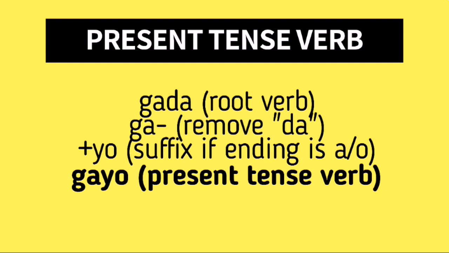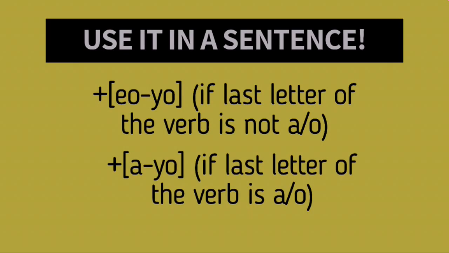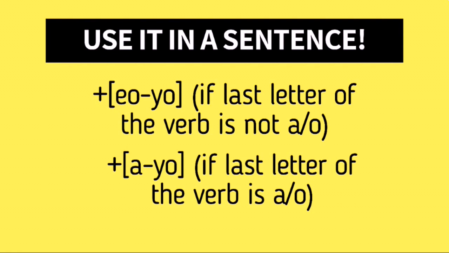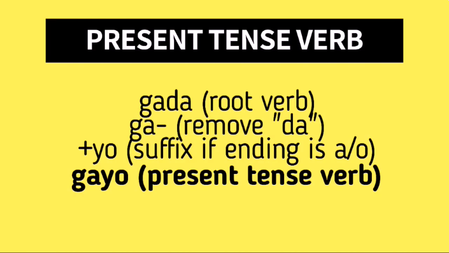Since the ending letter of ga, the remnant of the root verb, ends with a, we can add yo. And the rule is, if the last letter of the remnant of the verb is not a or o, we need to add oyo. But if the last letter of the verb is a or o, we can add ayo. But for this case, the remnant verb is ga, and its ending is a. Therefore, we can add yo.